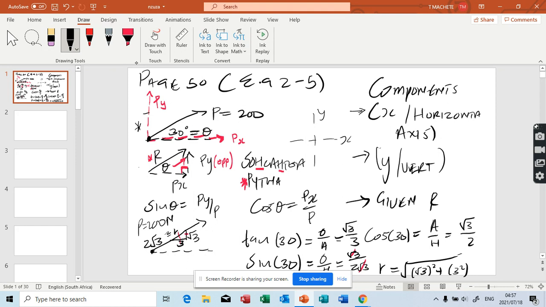Cos 30 is equal to, yes, you'll get the same answer. It's adjacent, which is 3, over hypotenuse, which is 2 root 3. You'll get root 3 over 2. Yeah, you'll get the same answer.